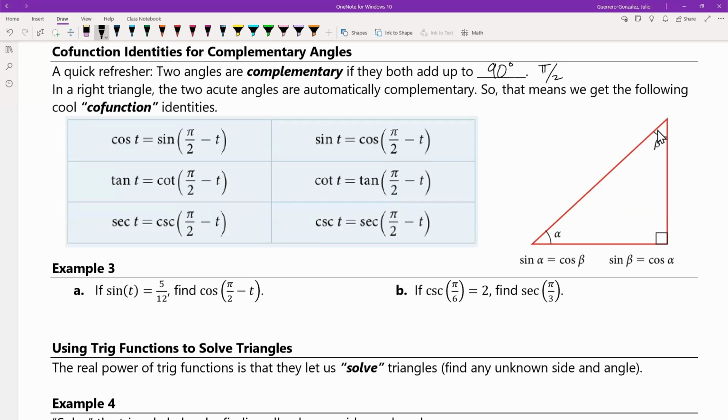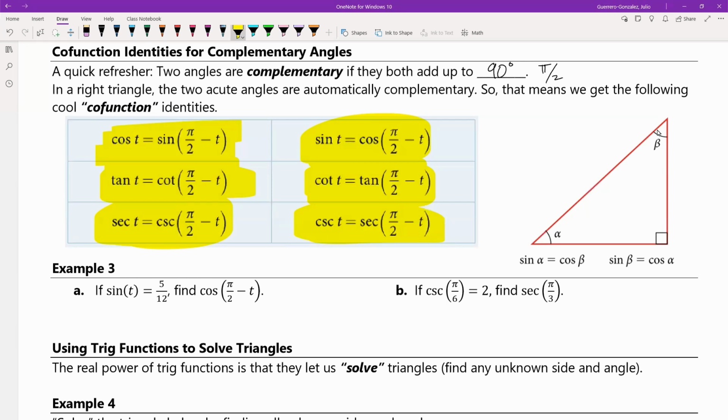Now, there are a bunch of these six right here. They're called cofunction identities. What these are essentially doing is grabbing any one of the original functions: grabbing cosine and turning it into sine, grabbing tangents and turning them into cotangents, grabbing secants and turning them into cosecants. Does that make sense?